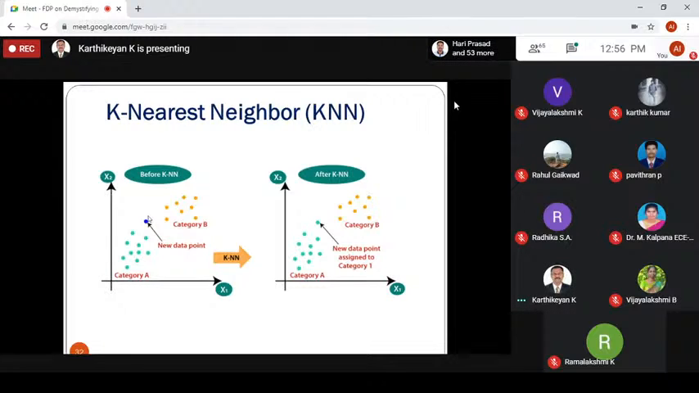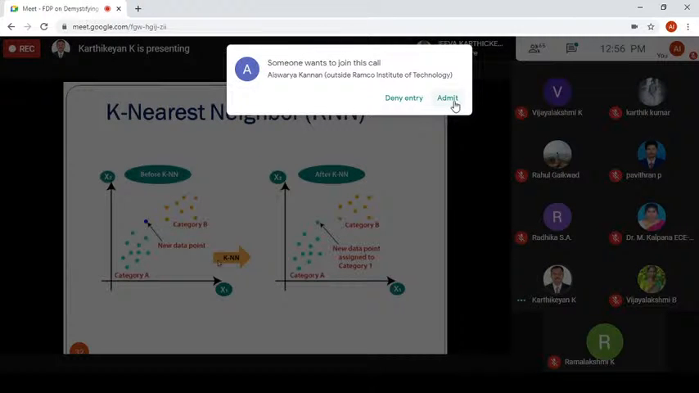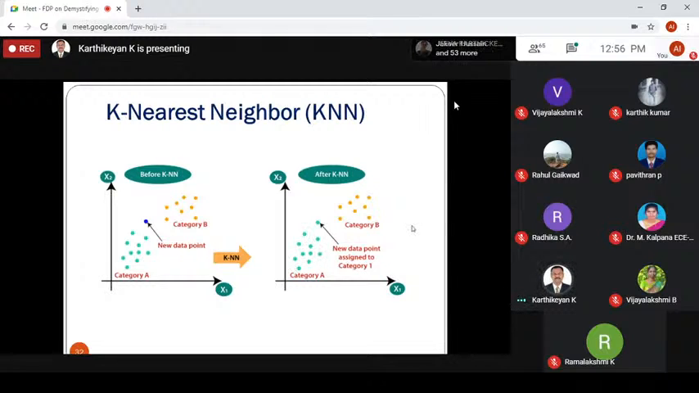Before application of the KNN, we don't know where to put this new data point. Now when we apply the KNN classifier, it will take the centroid of category A and the centroid of category B, and it will find the distance from the category A centroid to this new data point and from the category B centroid to this new data point, and find the smaller value. Whichever is smaller, the new point will be added to that category. So in this example, this new data point is assigned to category A based on the distance between the centroids and the new point. Whichever is smaller, that group it will be assigned.